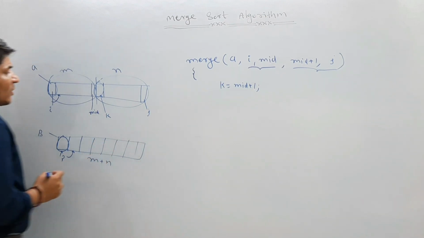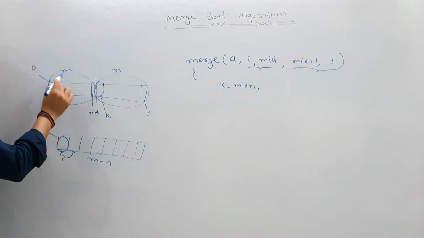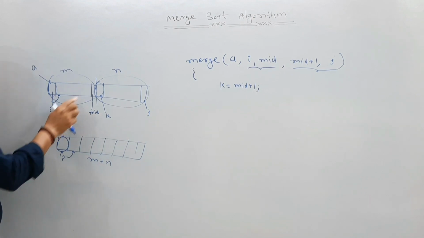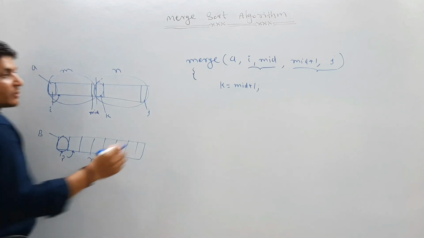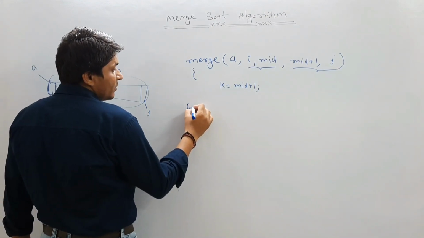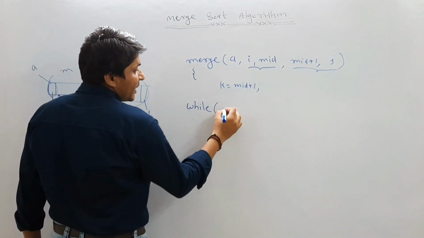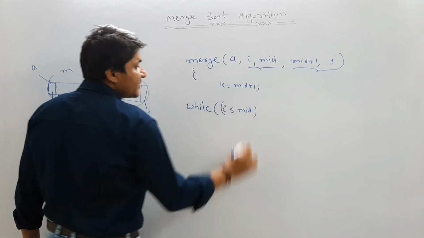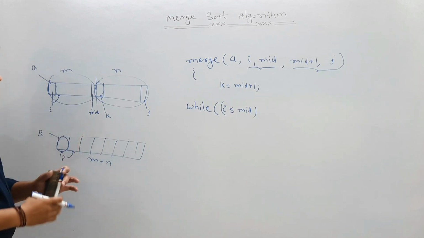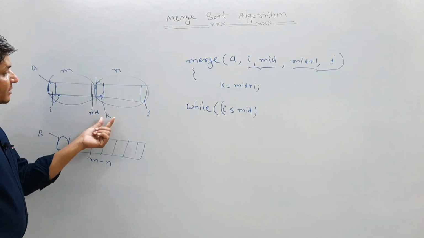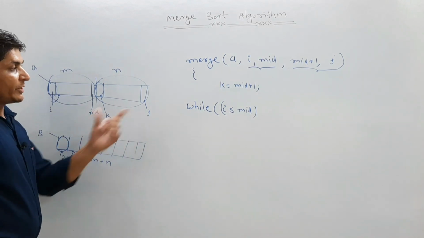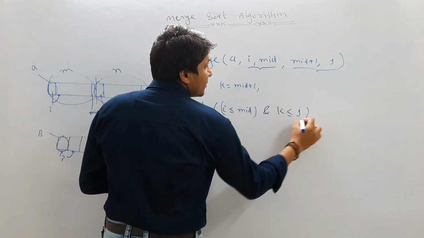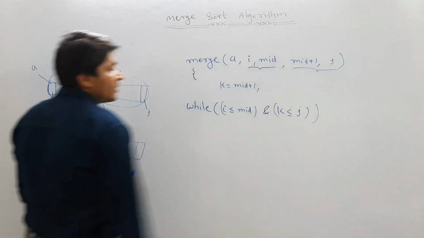Now, what is the limit for the first sorted subarray? We can increment i at most up to mid, because that is the first sorted subarray's limit. So let me write that condition: while i less than or equal to mid. Now, what is the limit for the second sorted subarray? We can increment k up to j. So this would be k less than or equal to j. This is the condition.